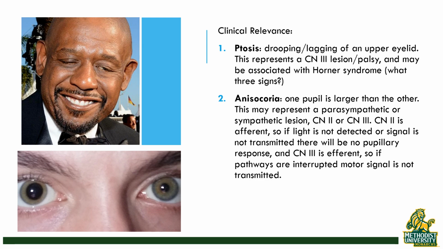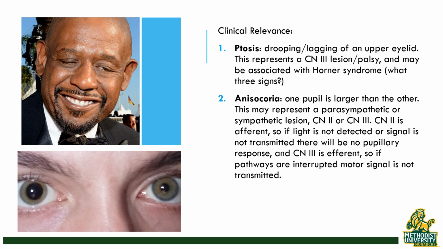In this slide, I'm showing you a couple of images showing clinical relevance. When people have drooping of the upper eyelid, it generally represents a lesion in the 3rd cranial nerve, and in some cases is associated with Horner syndrome. So the ptosis, along with a lack of sweating and a difference in pupil size.